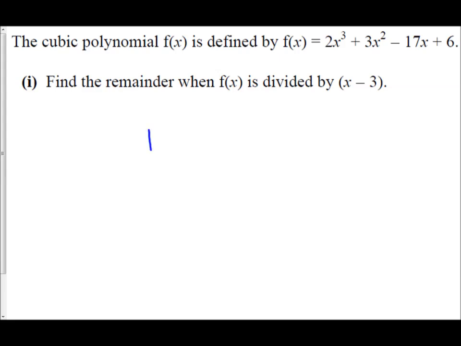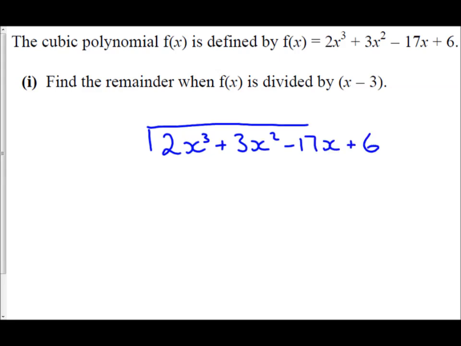So I'm going to write out my division. Now I've got all my terms there, so I don't need to worry about missing terms. I can just write 2x cubed plus 3x squared minus 17x plus 6. And I'm going to write my x minus 3 at the start. And then I'm just going to keep following my steps. What do I have to times x by to get 2x cubed? I need to times that by 2x squared.